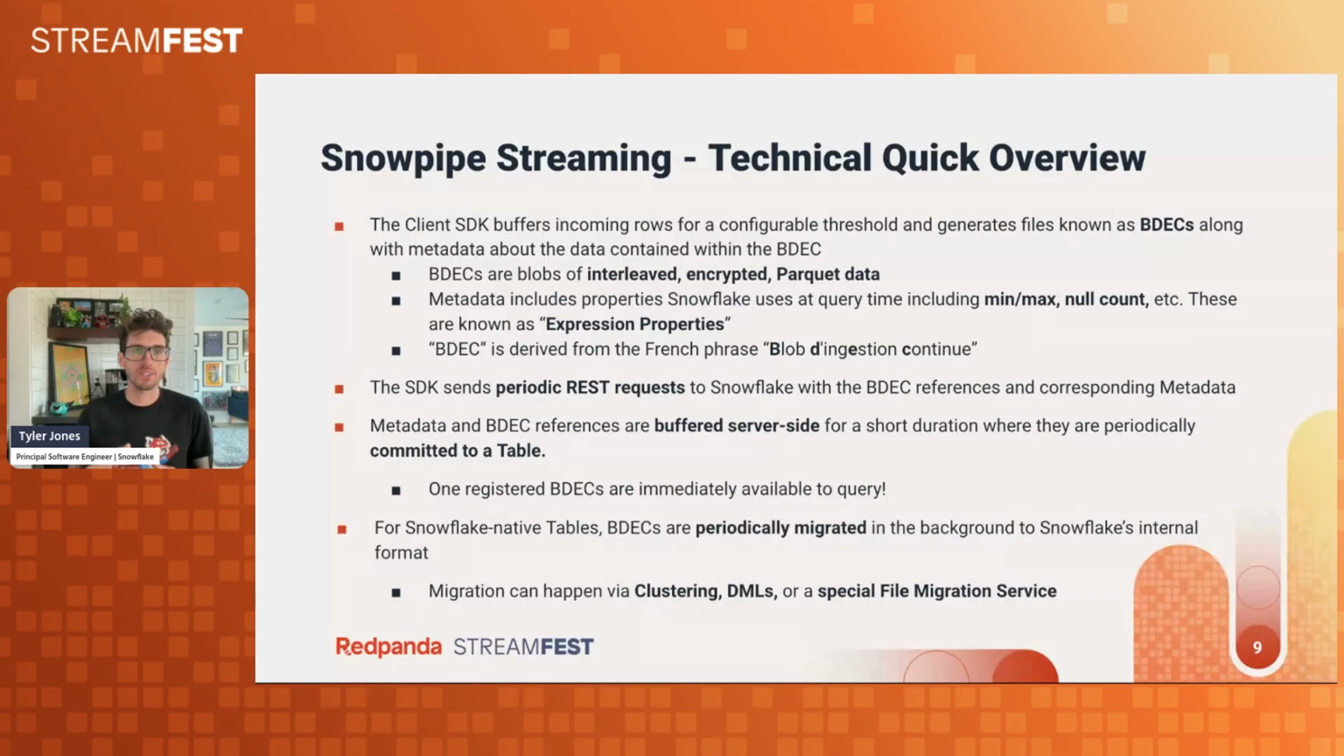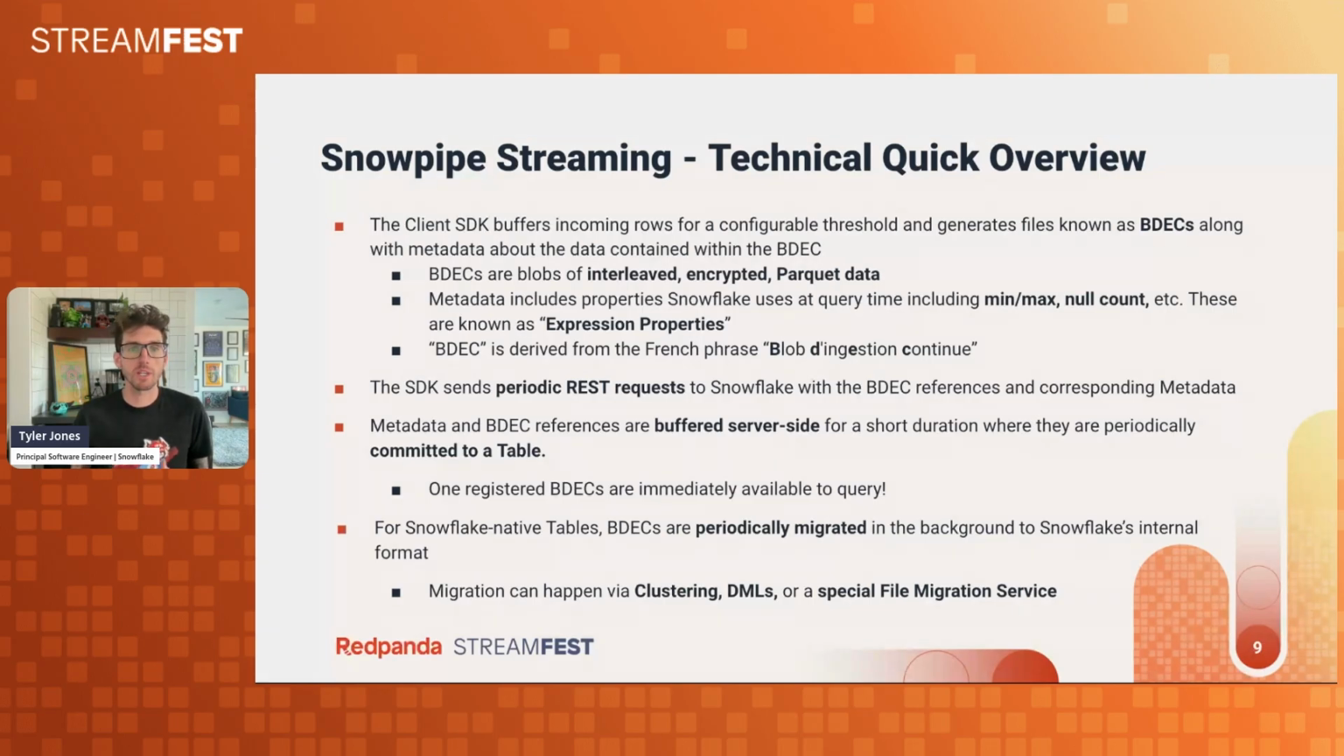So once these BDEX are written to a cloud storage location and metadata is generated for them, including things like min and max, null count, so on and so forth, what is referred to as expression properties, we send the REST request with that metadata and the file references to Snowflake. Snowflake, in turn, will buffer this metadata on a per table basis for a short period of time, where it then commits that information to a table. Once these BDEX are committed to a table, they're immediately available to query, which enables the low latency ingest.